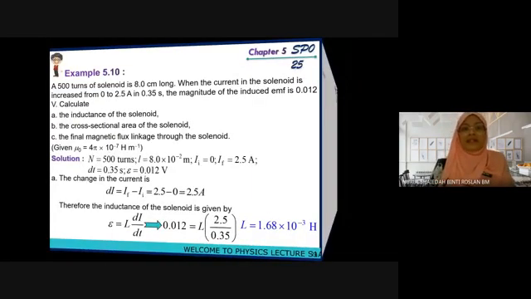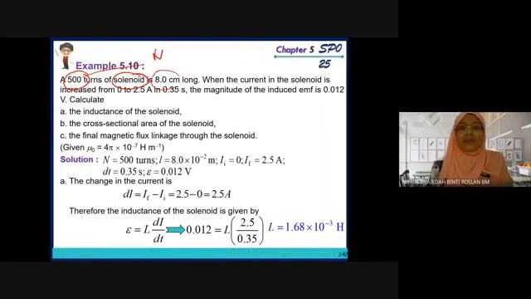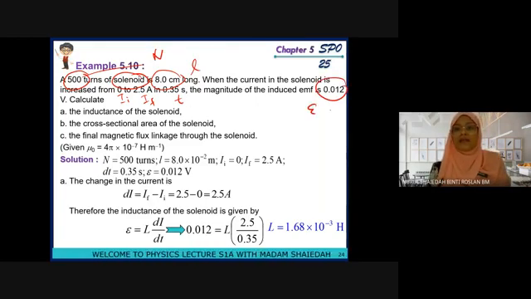Okay, what else does it give? It gives N, it says solenoid, it gives the length. When the current of the solenoid is increasing, I initial is 0, I final is 2.5 within 0.35 second. The magnitude of the induced EMF is given as 0.012. Calculate the inductance of the solenoid. What is the symbol for inductance? L. So we want to find L. Whether it says inductance or self-inductance, it is the same thing.